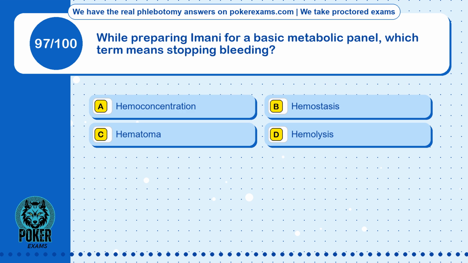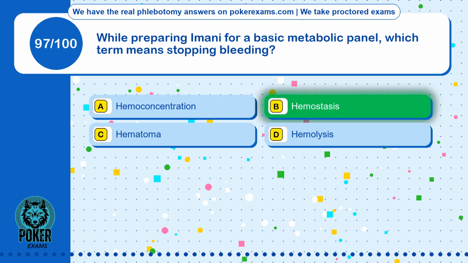Question 97. While preparing Imani for a basic metabolic panel, which term means stopping bleeding? Option A. Hemoconcentration. Option B. Hemostasis. Option C. Hematoma. Option D. Hemolysis. The correct answer is option B.